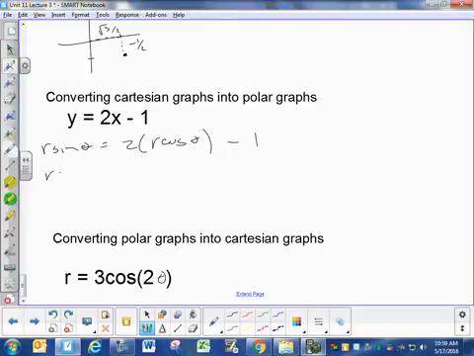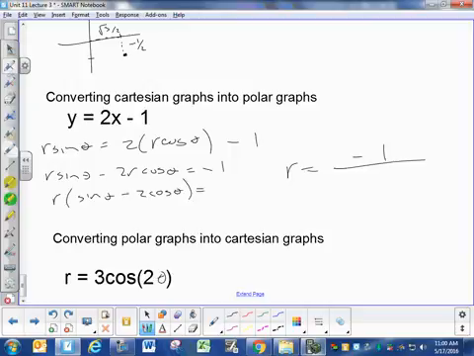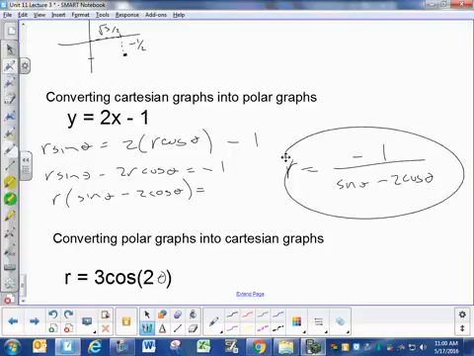What would I do? I would solve for r by subtracting 2r cos theta is equal to -1. Factor out the r. I get r is equal to -1 over sine theta minus 2 cos theta. Go ahead and graph that in your calculators. I bet you it looks like a straight line, just like y equals 2x minus 1.